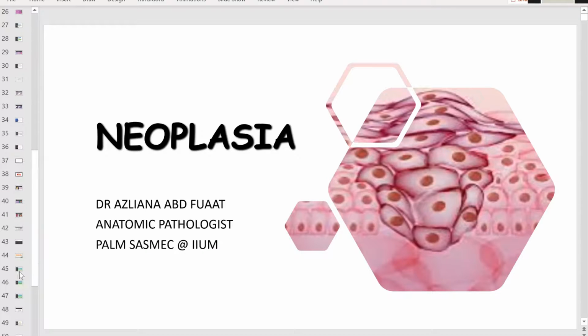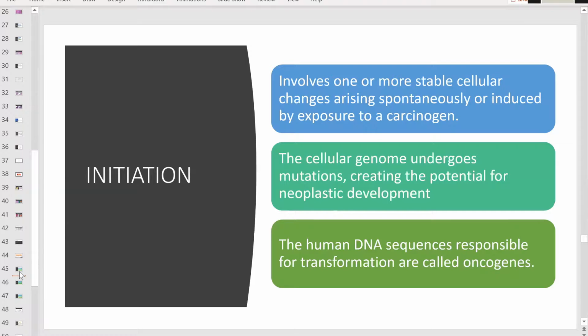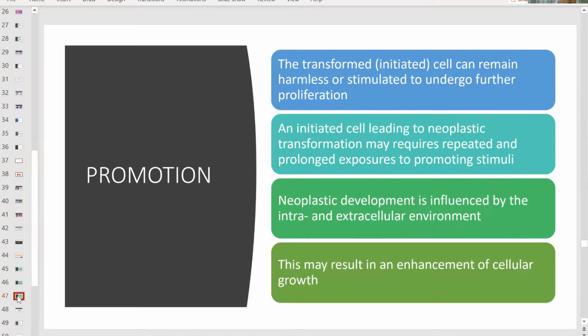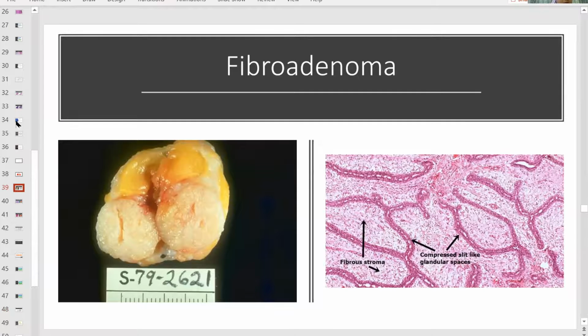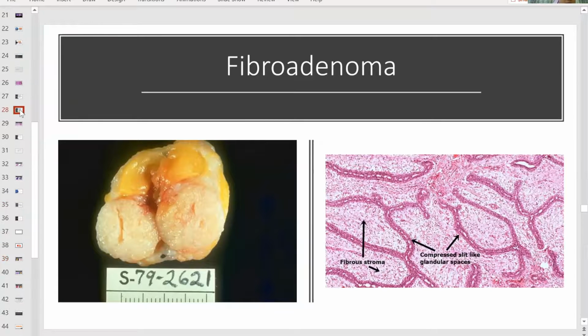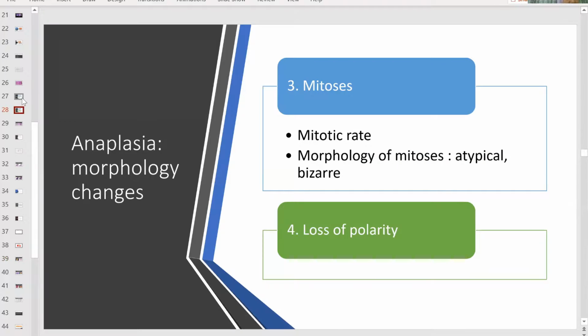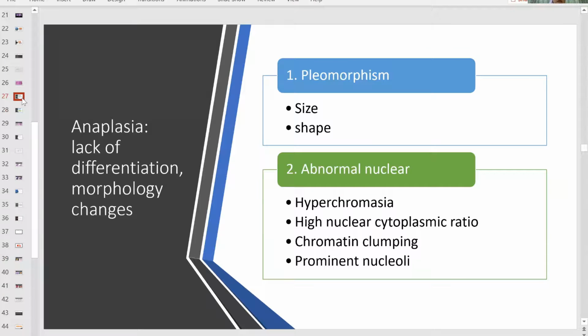Anaplasia, okay. Is it reversible if we remove the inciting agent? Oh, okay. Before I answer your question, you need to understand the difference between anaplasia and dysplasia. Okay. Anaplasia will look at the morphological changes.